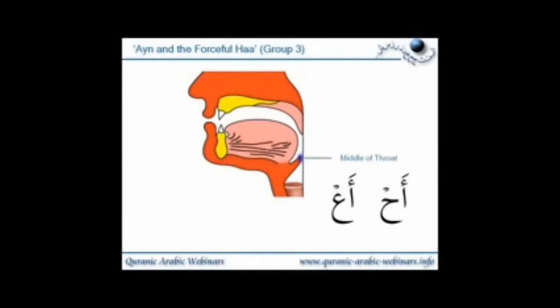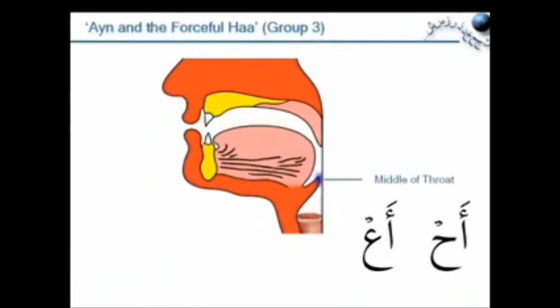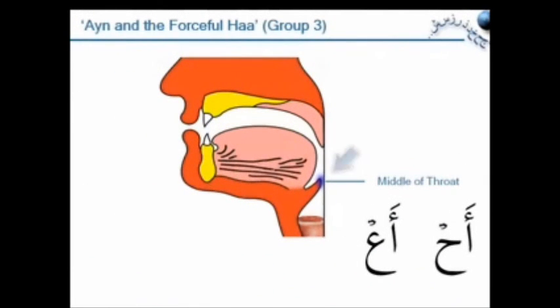The next portion of the throat is the middle of the throat, and we have the forceful ha. You'll pronounce this with sukoon as ah, and you'll feel a lot of air come out the front of your mouth.